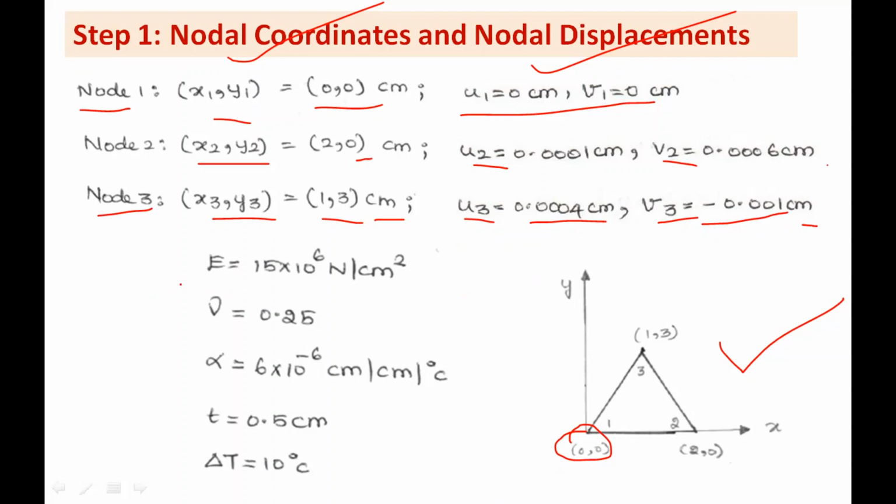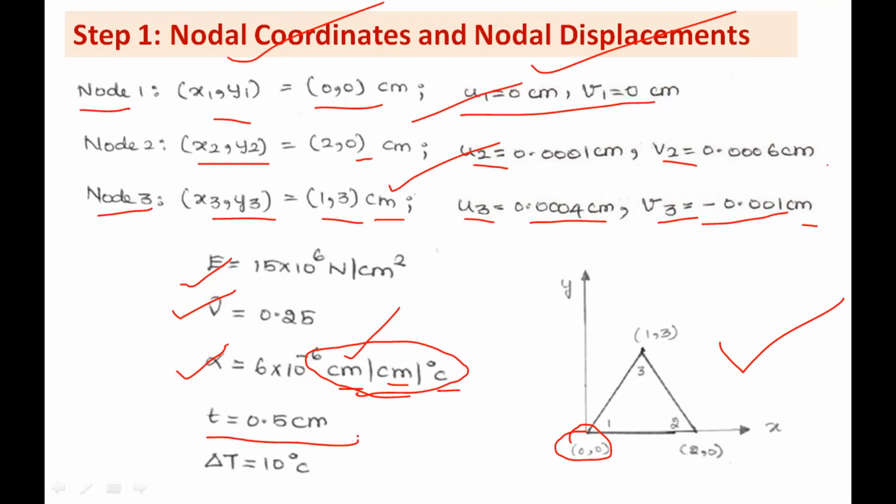Other data, Young's modulus E is 15 into 10 power 6 Newton per centimeter square. Nu, Poisson ratio is 0.25. Coefficient of thermal expansion is 6 into 10 power minus 6 centimeter per centimeter degree Celsius. If this unit is different, accordingly we have to change all the other variables, that we have to remember. So here also it is in centimeter. So here also all the values are in centimeter. So we can proceed.